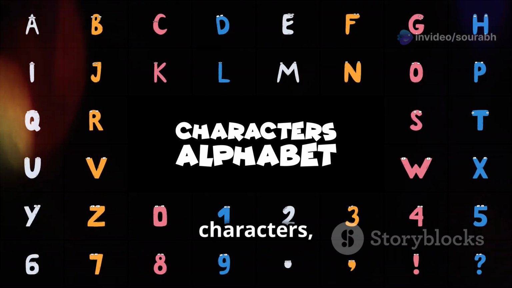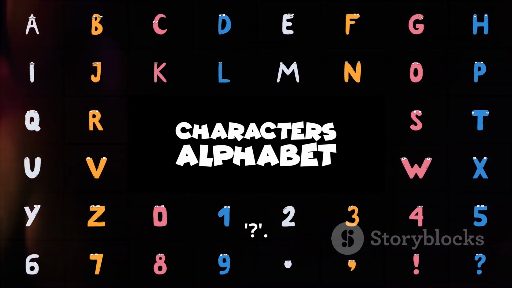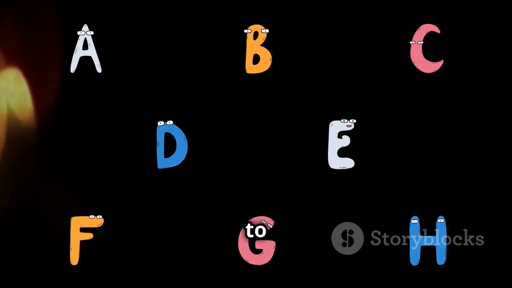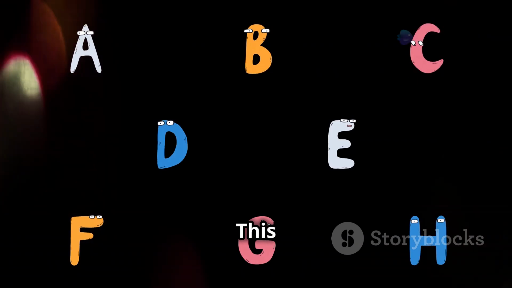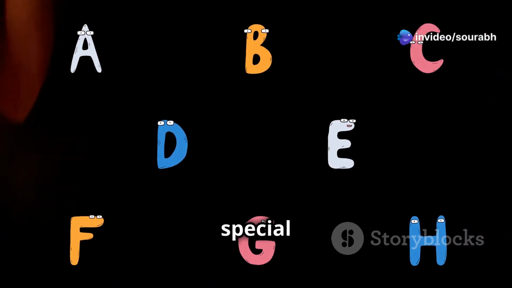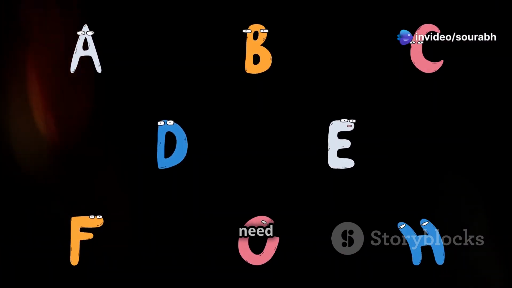Char, for single characters like A, B, or I. The char data type is used to store individual characters. This can include letters, digits, and even special symbols. It's essential when you need to handle text one character at a time.